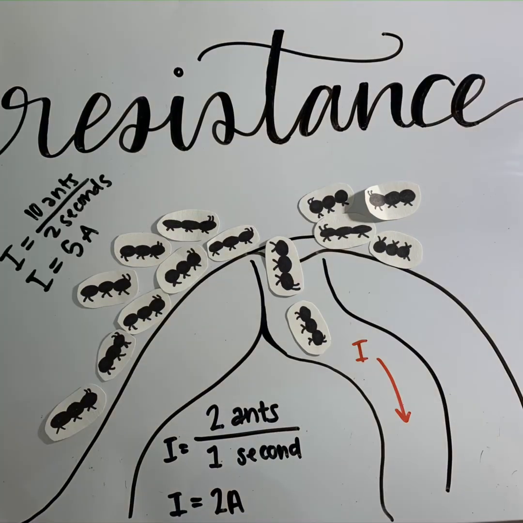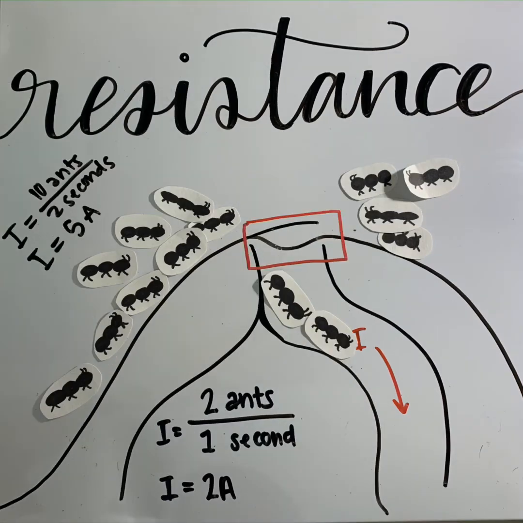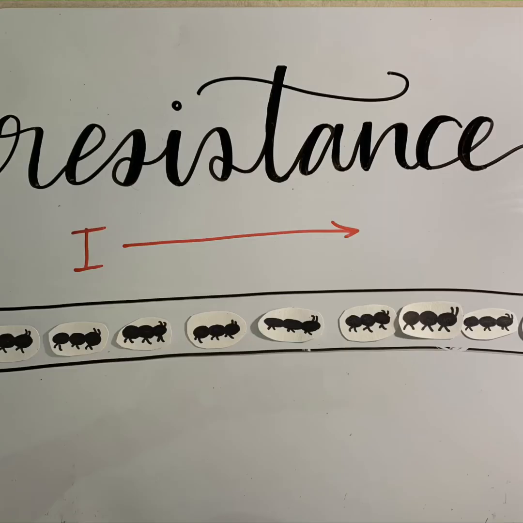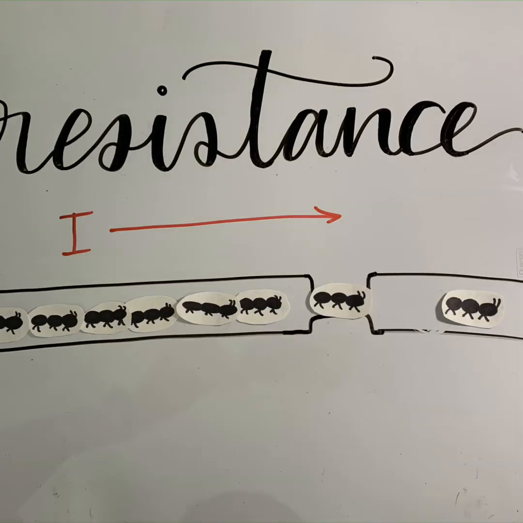Before the anthill, the current was 5 amperes. After, the current was 2 amperes. That change in current across a specific place is called a resistor. This causes resistance in a system. Something about that red box altered the current. Resistance in a real system works similarly. It inhibits the amount of charge that can go through by providing a small tunnel to go through.